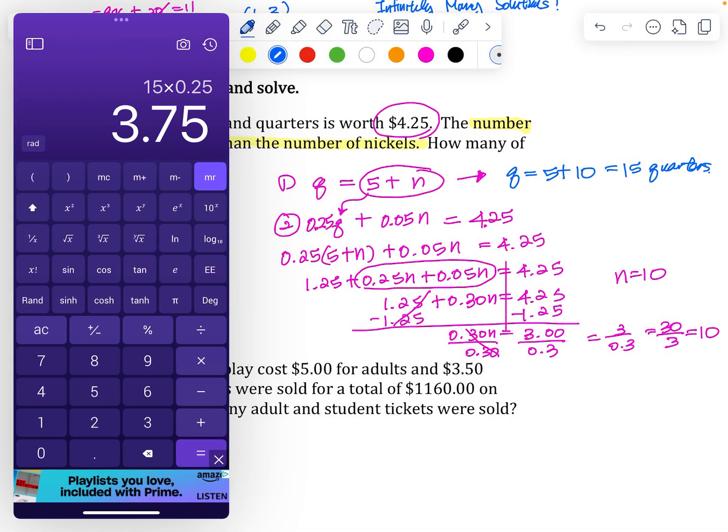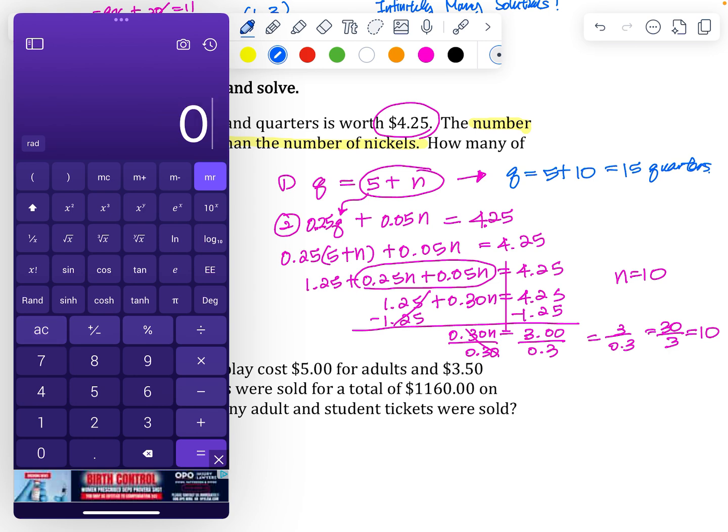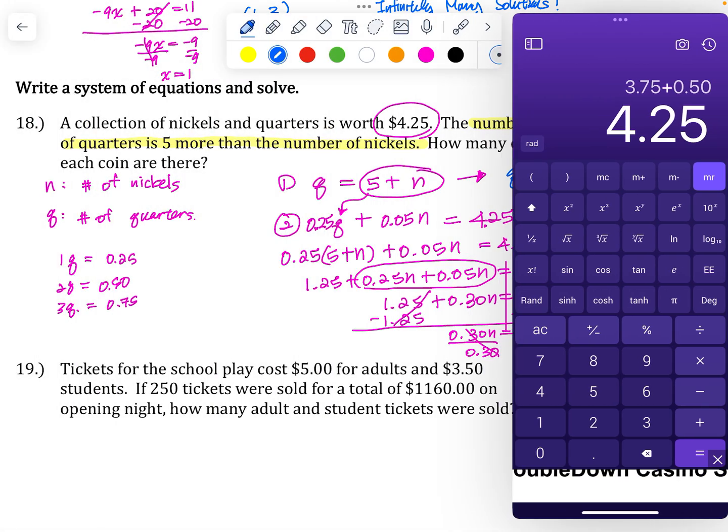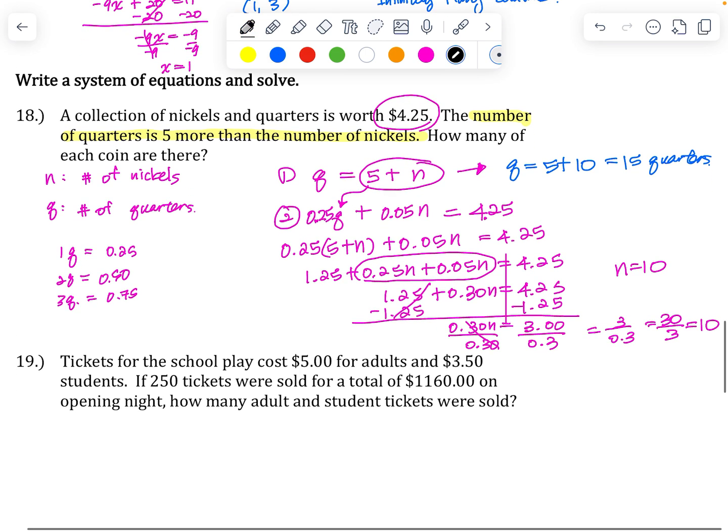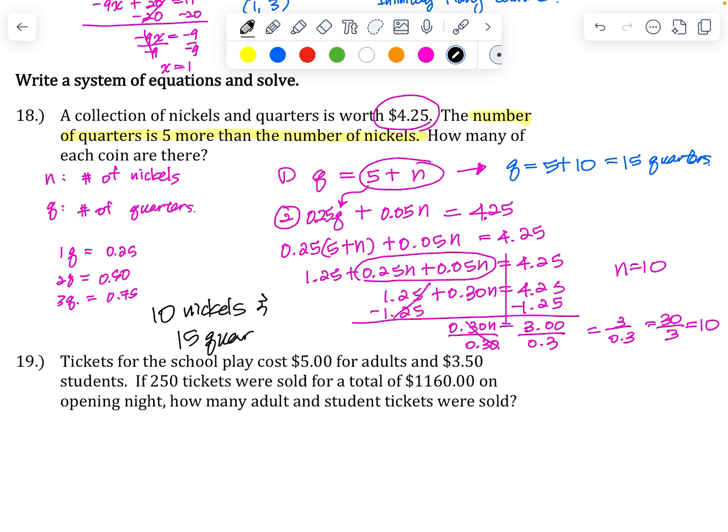And then 10 nickels will be 50 cents, so plus 50 cents. Wait a minute, Miss Ying. Okay, I did $50, not 50 cents. 3.75 plus 0.50 does come out to $4.25. Okay, so 10 nickels and 15 quarters. Let me write my final answer somewhere. So 10 nickels and 15 quarters. Final answer.